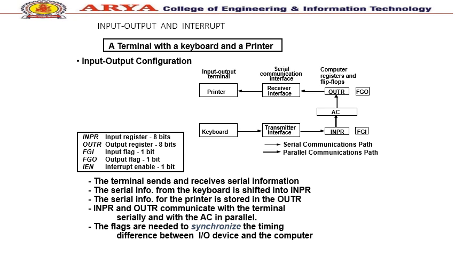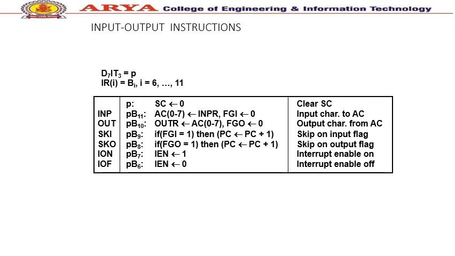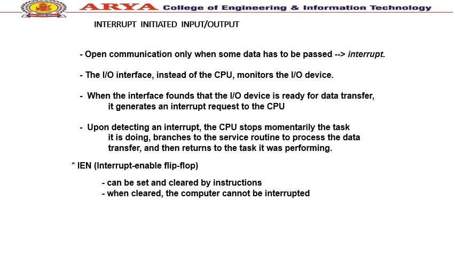The flags are needed to synchronize the timing difference between the input output device and the computer. These are the input output instructions: INP, OUT, SKI, SKO, ION, IOF. They mean input character to AC, output character from AC, skip on input flag, skip on output flag, interrupt enable on, interrupt enable off. Interrupt initiated input output: open communication only when some data has to be passed.